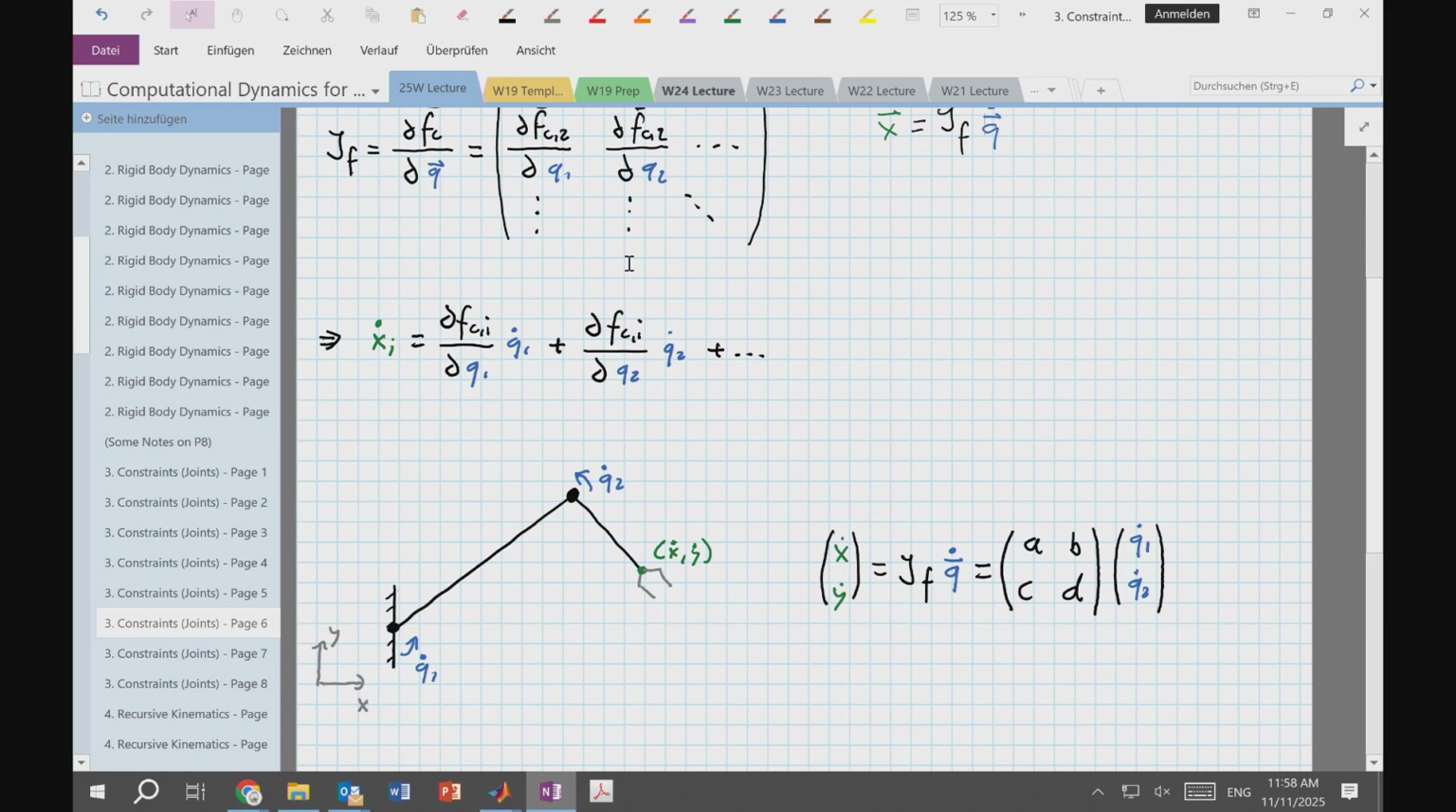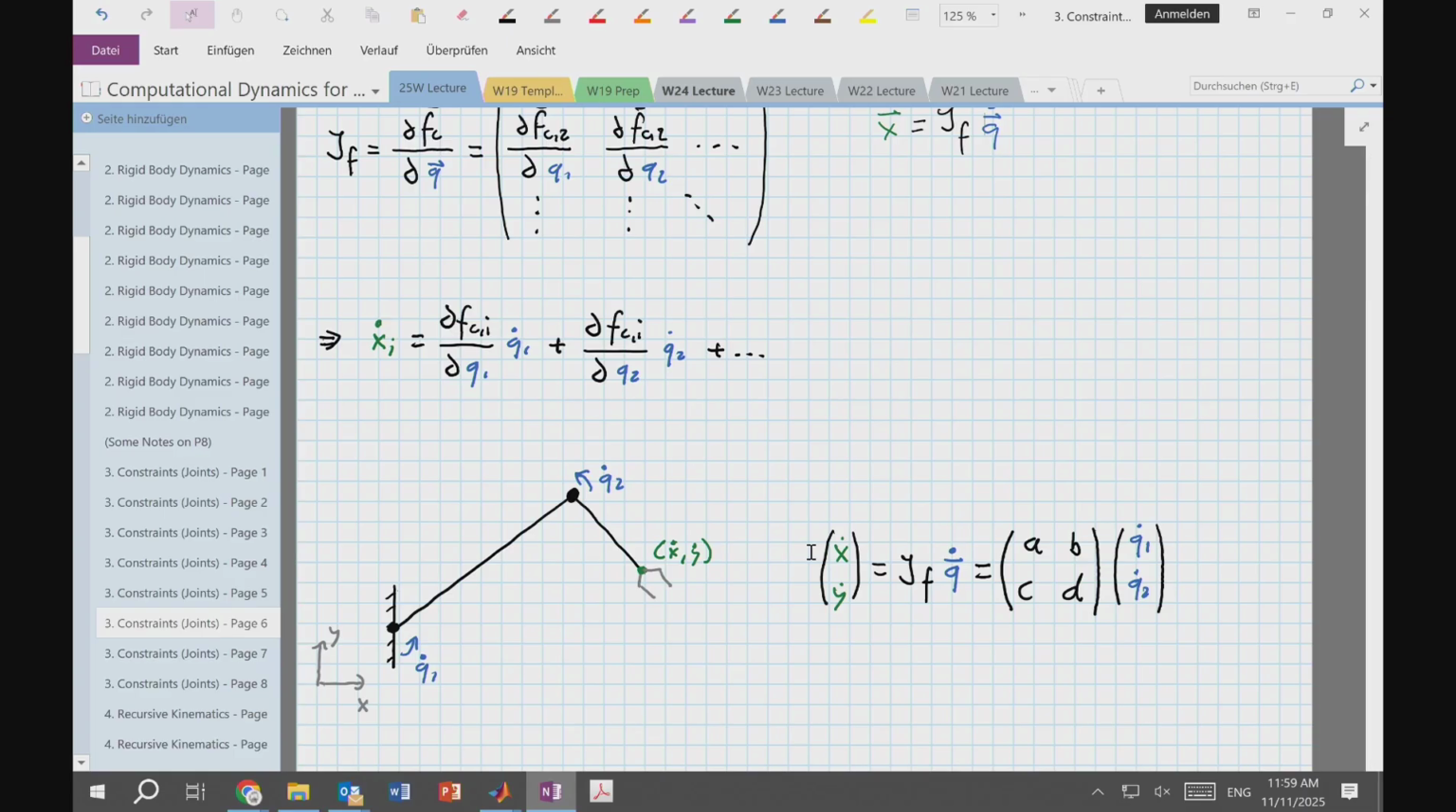Here's a little example where I have a robot that has a q1 here, a q2 here with the associated generalized velocities. My vector x, in this case, is not describing everything, but I'm just interested in the position of the end effector, x and y, and the associated velocities are x dot and y dot. Those x dot and y dot follow from Jf times q dot. And Jf, in this case, has to be a 2 by 2 matrix. So far, I hope everyone's on board.